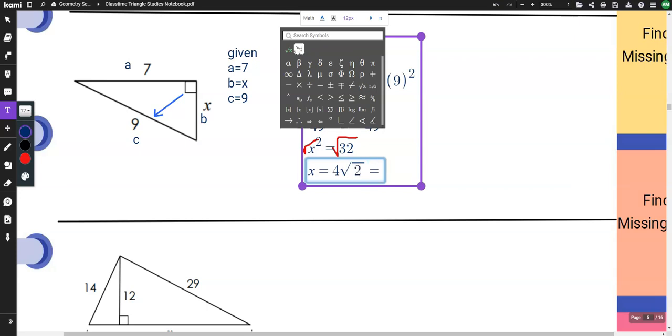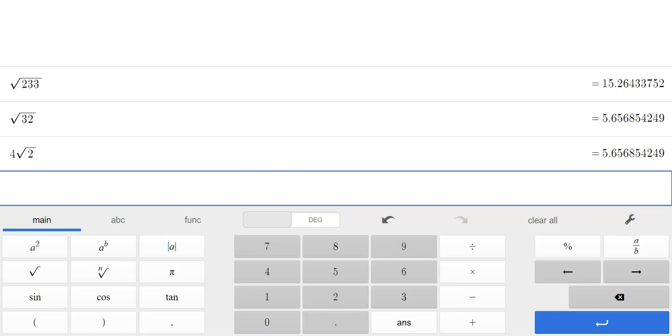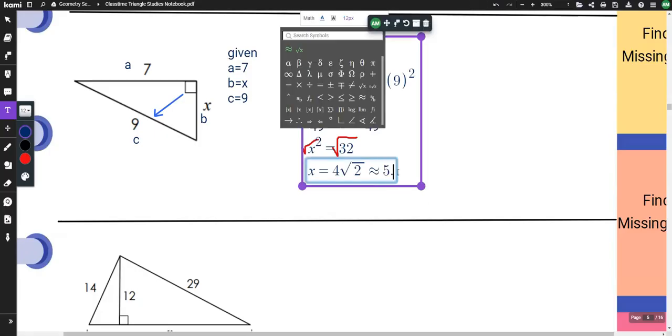And the square root of 16 is 4. But then we're going to go ahead and get the approximation as well. So if we do the square root of 32, we get 5.65. So that's going to round to 5.7. And just to show you that the exact answer is the same, we get 5.656. So again, we're going to round that to about 5.7.